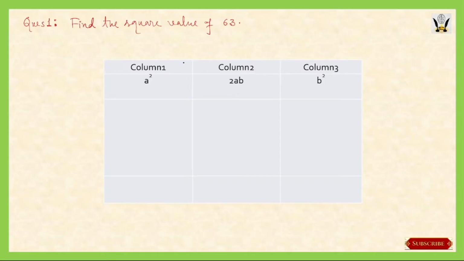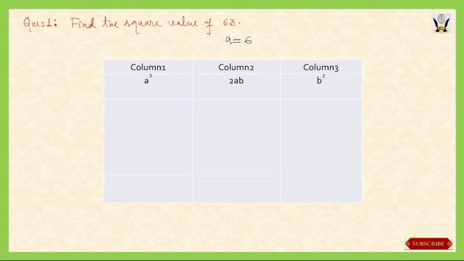We will understand this method with a few examples, so that we can understand it in a better way. First we will find the square value of 63. 63 is a two-digit number. Now we will split this two-digit number. We will take two variables. Let's say a is a variable which will hold the digit at the tens place. In this number 63, the digit at the tens place is 6.